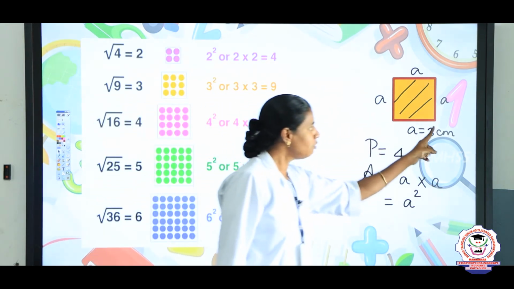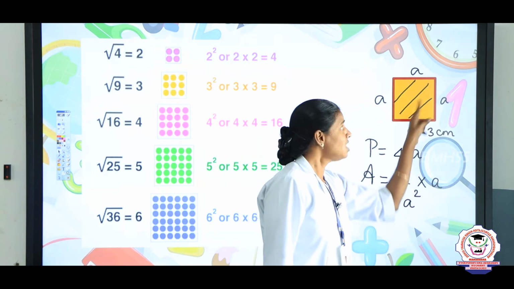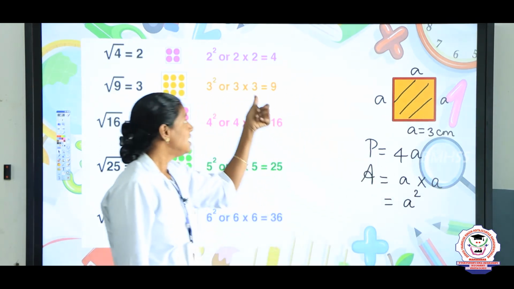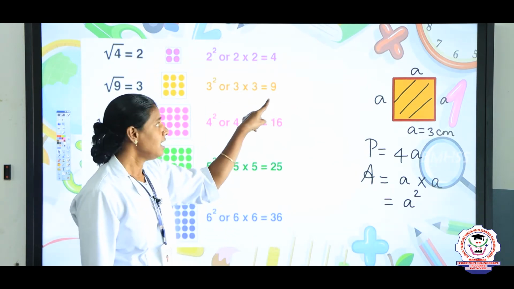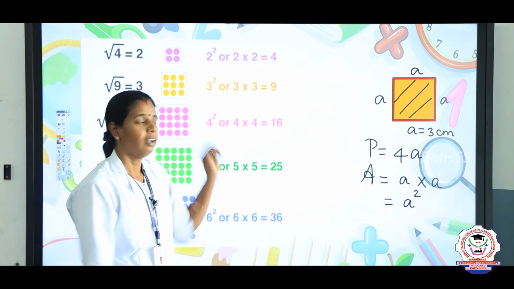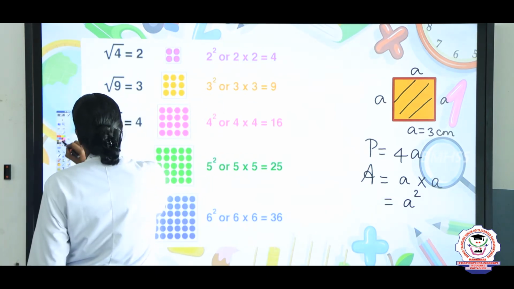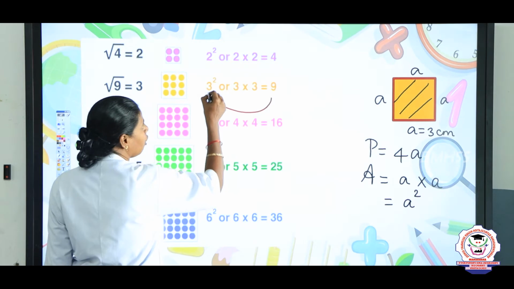So if one side of the square is 3, then what is the area of the square? 3 into 3, that is 9. Here 9 is the square of what number? 9 is the square of 3.